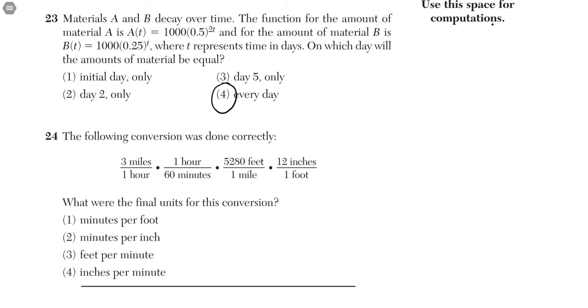Okay, 24. So all you have to do here is cross out the like terms. 1 hour, 1 hour. Foot to feet, mile to miles, and we are left with inches to minutes. So inches per minute. Inches per minute.